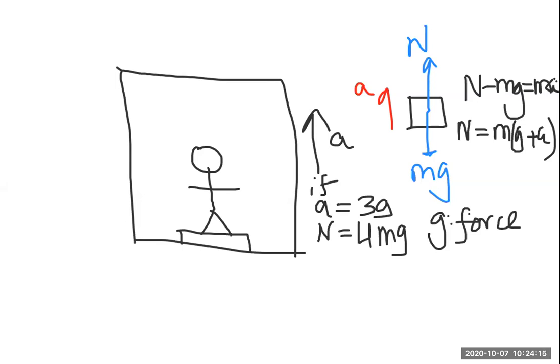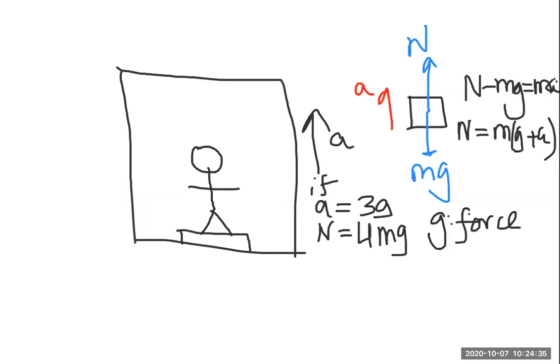Now, this becomes a problem when you want to shoot somebody into space, because you want to give the rocket a very high velocity. And to have that, the rocket must have a large acceleration. And this large acceleration produces a large weight.